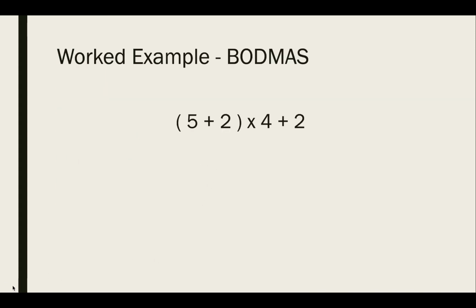So we're just going to go through this example together. So remember what we said, B is for brackets, so we have to solve what's in the brackets first. So what we have is 5 plus 2 inside the bracket, so if we solve that first, we're left with 7. So we've got 7 times 4 plus 2. Now which comes first, multiplication or addition? If we have a look here, multiplication comes before addition in BODMAS. So we've got to do the multiplication first. So 7 times 4 is 28, and then we're left with plus 2. Because this is the only operator left, this is what we have to operate on. So 28 plus 2 equals 30.